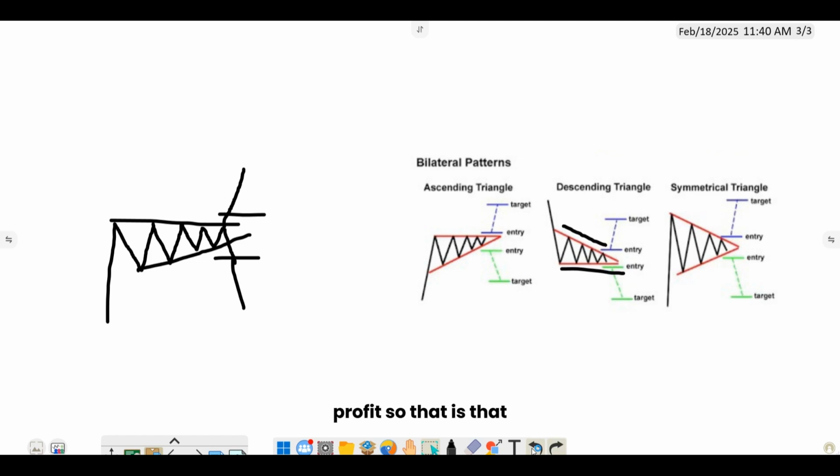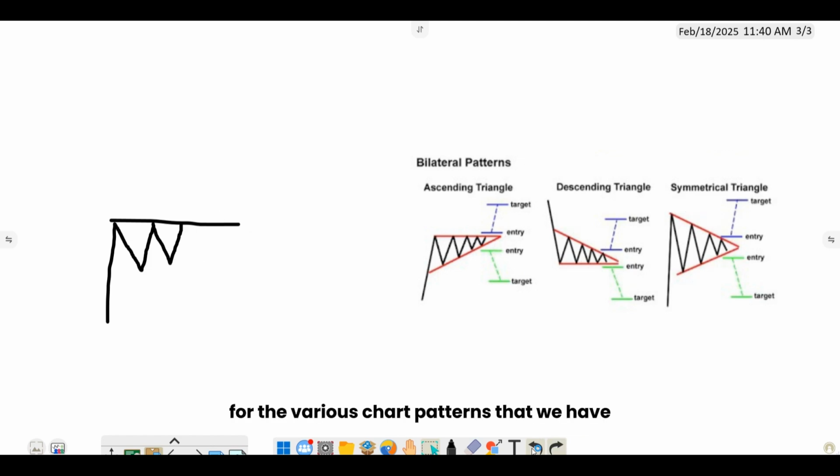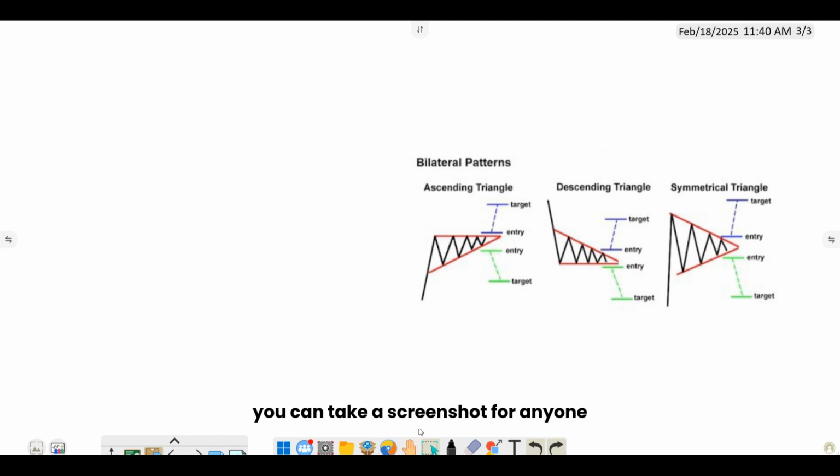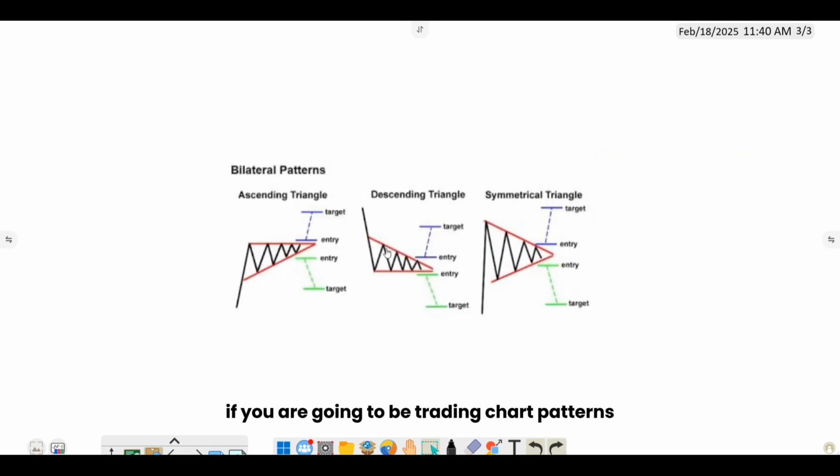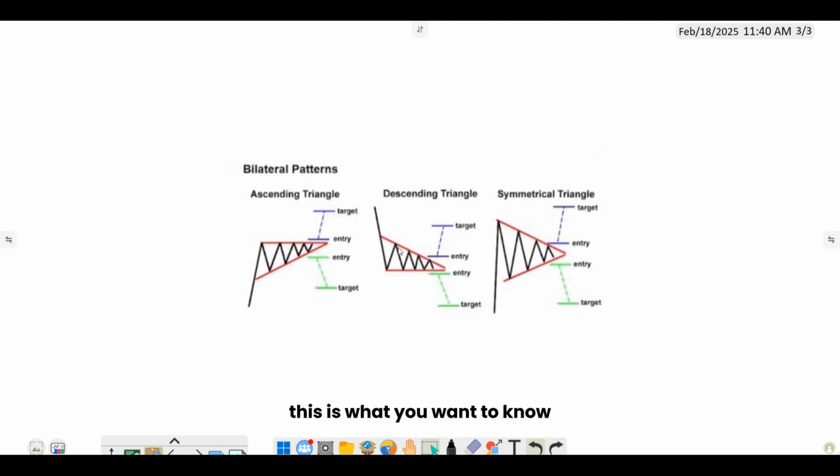So that's that for the various chart patterns that we have. You can take a screenshot for anyone. If you are going to be trading chart patterns, this is what you want to know. So let's go into the chart and let's see how we can pick at least one or two chart patterns just merely by looking at the chart and be able to understand where the market will go to after that chart pattern.